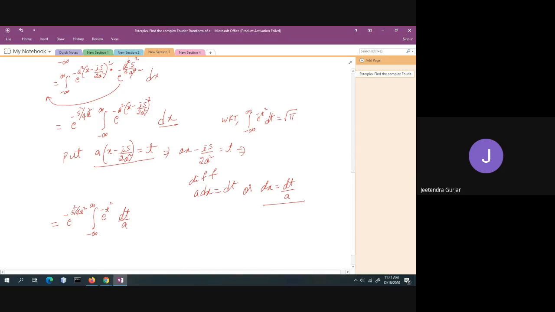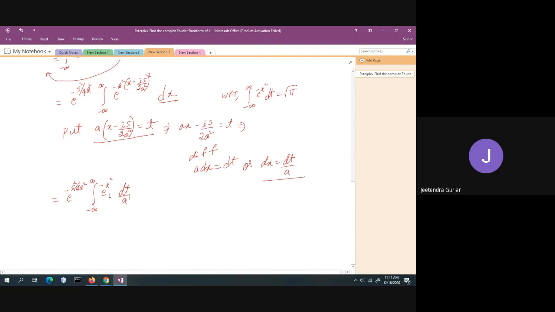Now as you can see, I have exactly made it look like this only. So this is equal to, I can see a is constant, I will take it outside. So here you can see, students, e raised to minus s square upon 4 a square upon a. Integration minus infinity to infinity e raised to minus t square dt is nothing but root pi. Is it clear? So you can see it is of this form, therefore I have substituted root pi. So this is our Fourier transformation. This is how we have transformed, dear students.